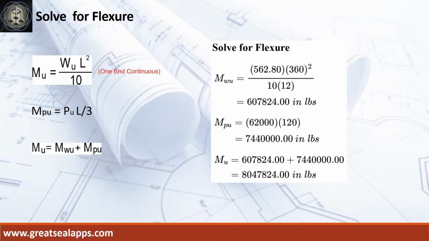Given factored uniform load equals 562.8 pounds per foot, each factored concentrated load equals 62,000 pounds, L equals 30 feet, the maximum moment from uniform load is 607,824 inch-pounds. The maximum moment from concentrated load is 7,440,000 inch-pounds, for a total maximum design moment of 8,047,824 inch-pounds.